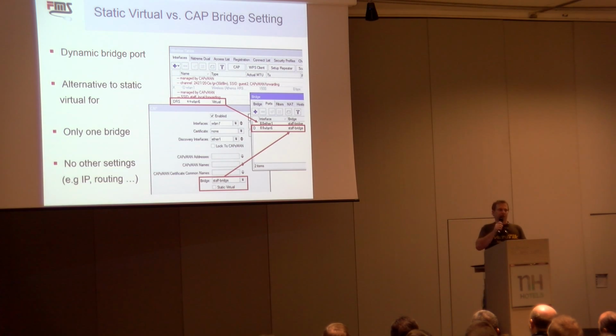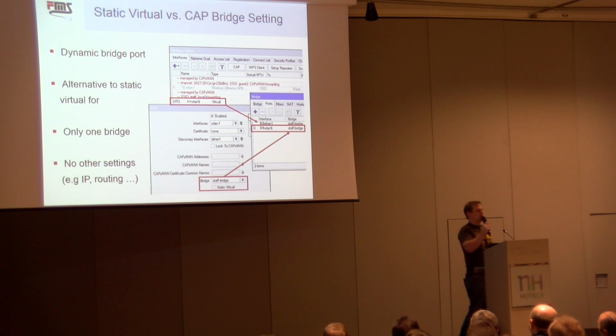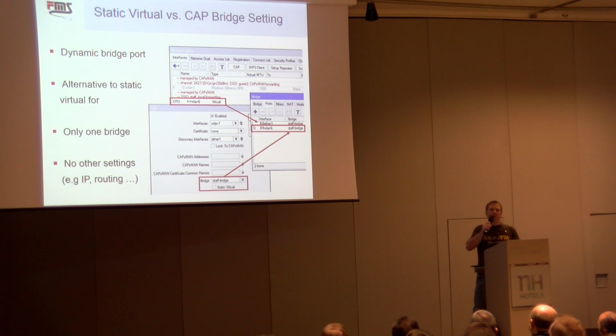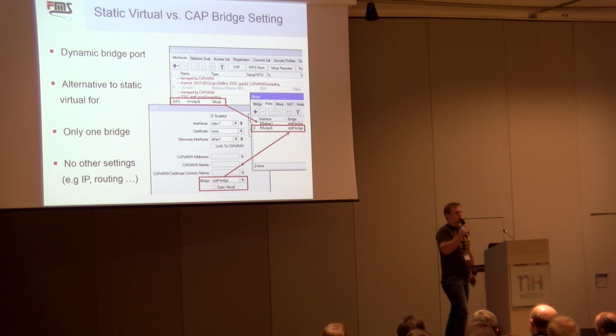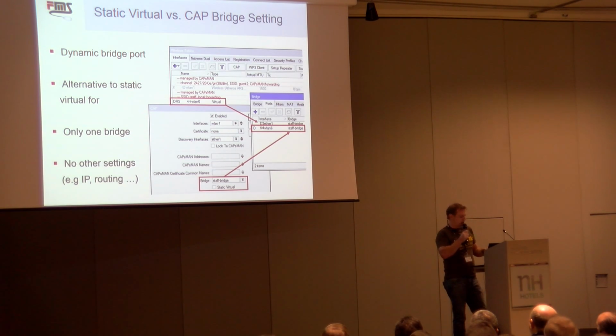And that feature would definitely give you the same possibilities as static virtual, but there are a couple of big differences. For example, with the dynamic bridge, you can just use one bridge for all of your dynamic interfaces. You can't do any routing, you can't add IP addresses to the interfaces, nor do firewalling where you want to include the interface's name. So static virtual is quite better than the old bridge feature, but of course the other one is still there.